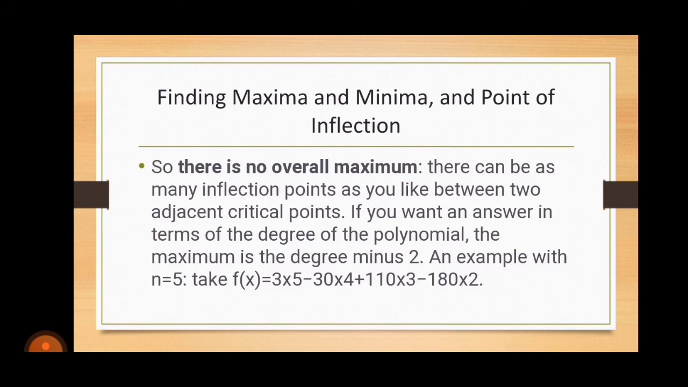So there is no overall maxima. There can be as many inflection points as you like between two adjacent critical points. If you want an answer in terms of the degree of the polynomial, the maximum is the degree minus 2. An example with n = 5: take f(x) = 3x^5 - 30x^4 + 110x^3 - 180x^2.